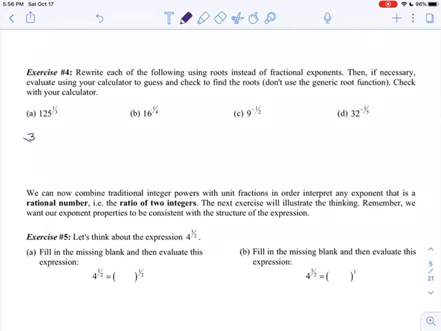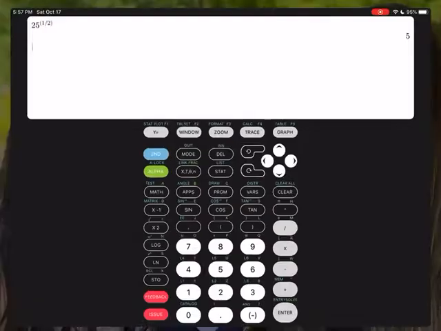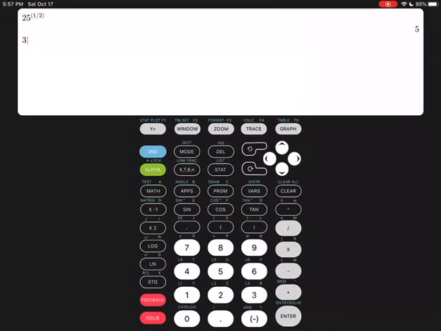So 125 to the 1/3 is the cubed root of 125, which equals 5. Now, how do I do that in my calculator? You should know this without using your calculator, but how do I do it on the calculator?